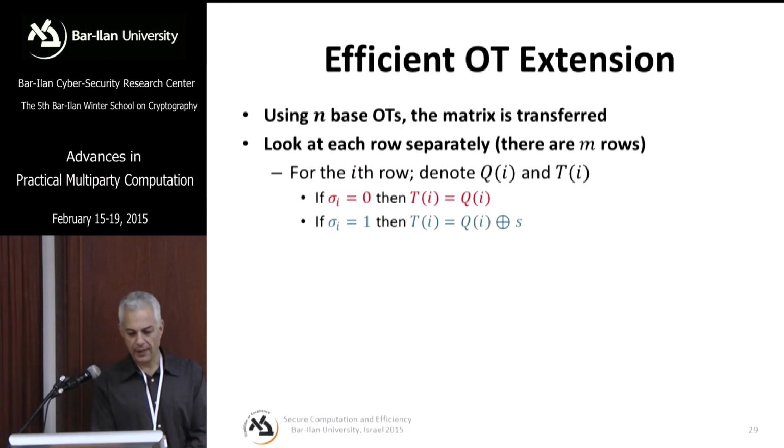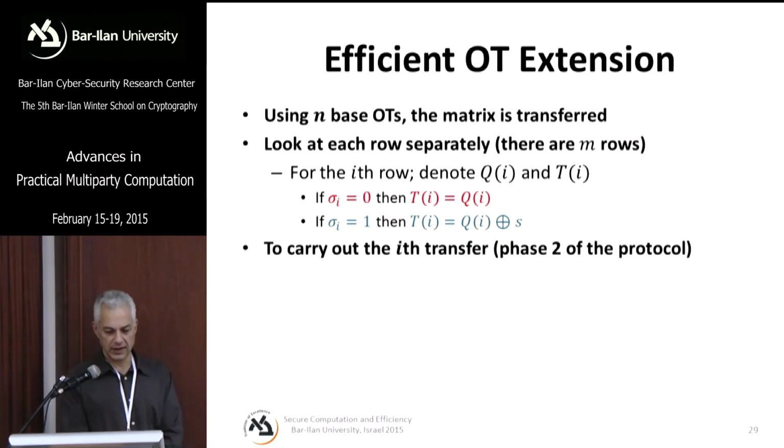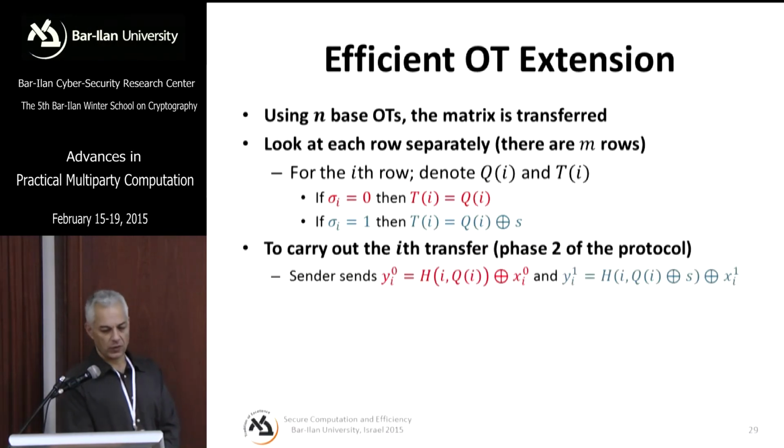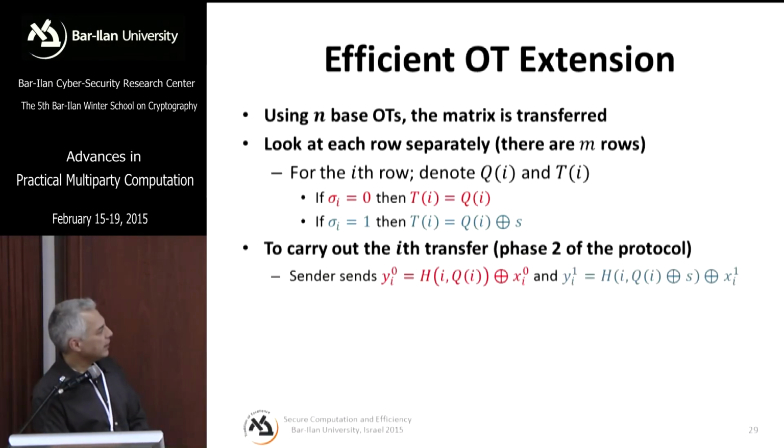And now the nice part. To do the ith transfer, the sender encrypts his 0 input to the ith transfer using some hash function of Qi, and he encrypts his 1 input to the ith transfer with some hash function of Qi XOR S.